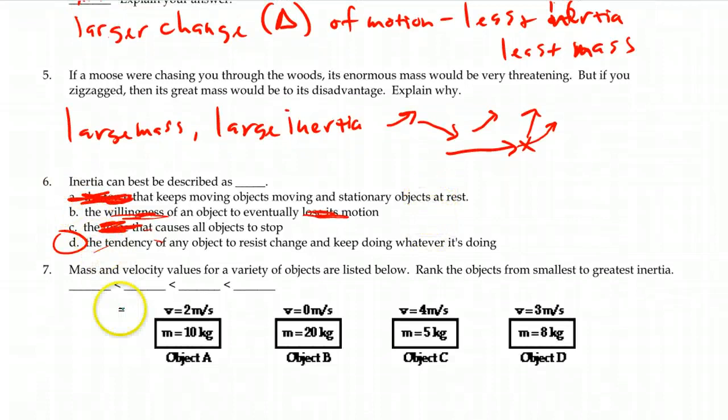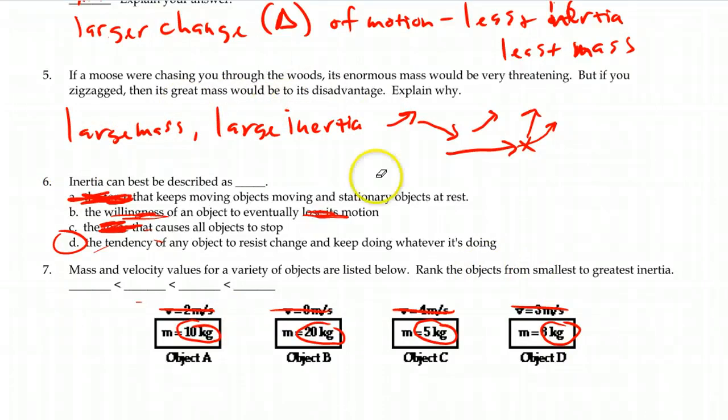If I'm trying to rank these four in number 7 here, in order of least amount of inertia on the left to the greatest amount of inertia on the right, all I have to do is look at the mass values. Okay. I do not have to look at the velocities in any way. The velocity has nothing to do with inertia. It's just the mass.